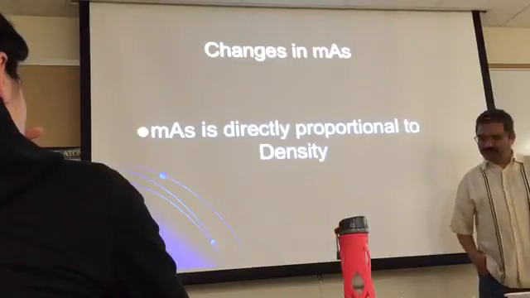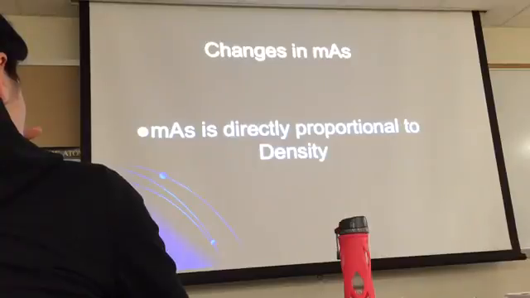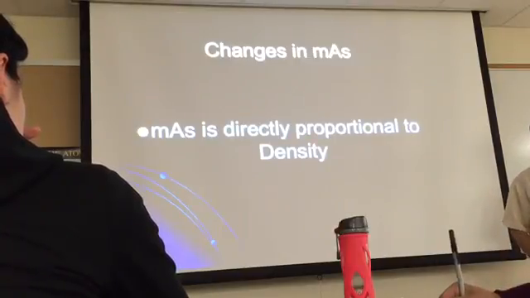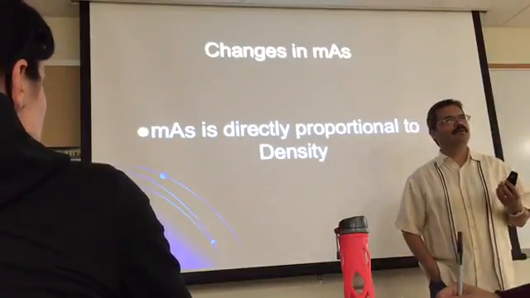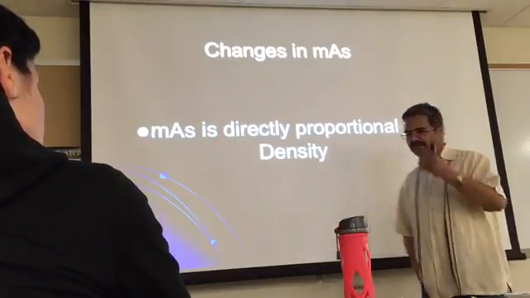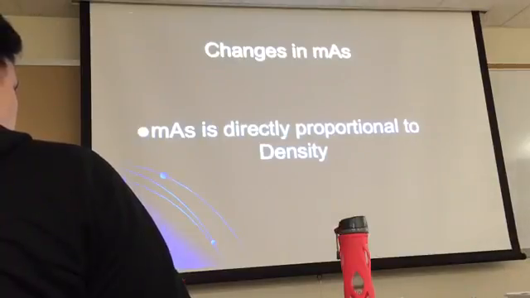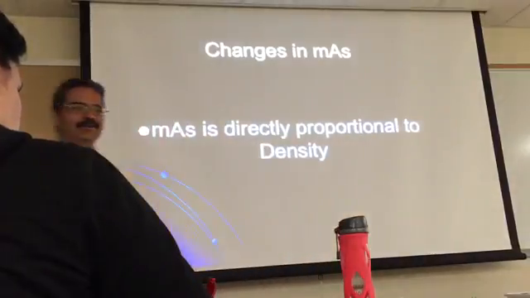The amount of photons. Is it like the amount of photons that reach the image receptor? Exactly. So exposure refers to the number of photons, right? What's another term that we use for the number of photons? Intensity. There we go. Good. All right. So intensity.